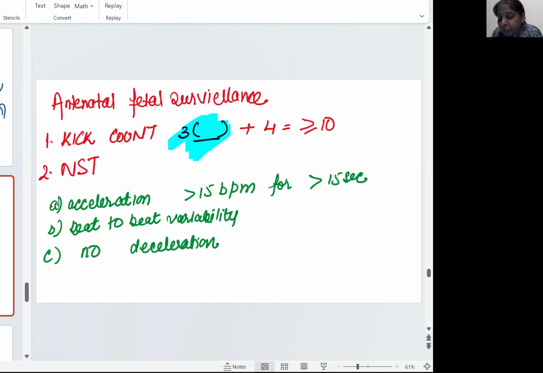We don't do umbilical Doppler for everyone. Umbilical Doppler is done in preeclampsia or IUGR.